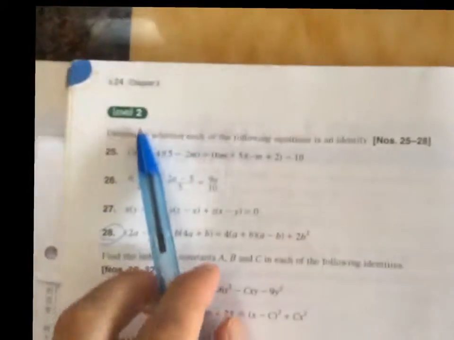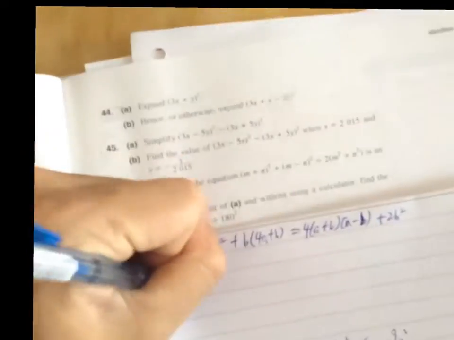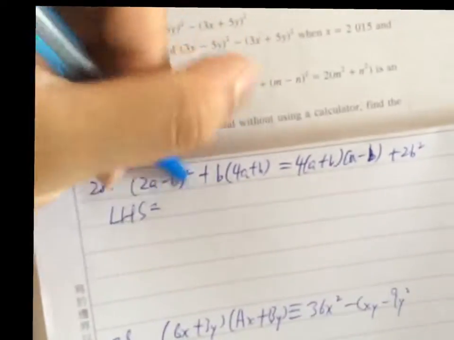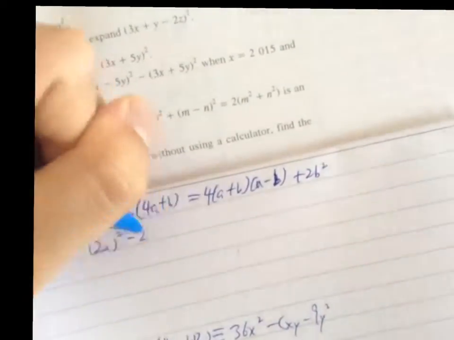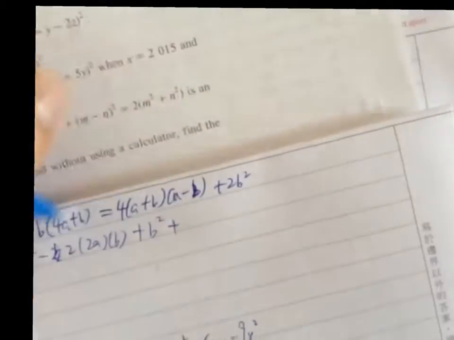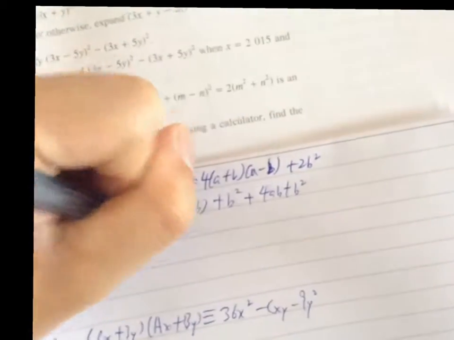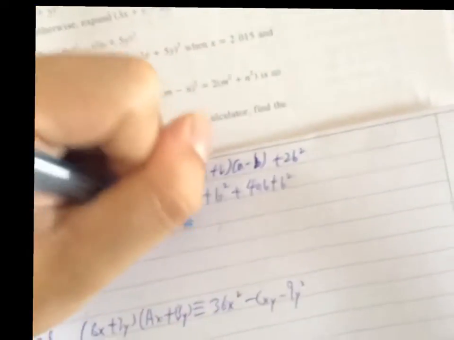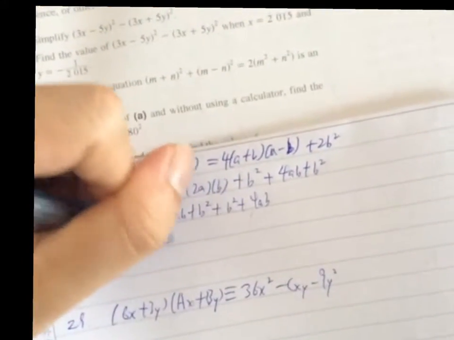Okay, number 28, determine whether this is an identity. So this one I have to use the format. Okay, left hand side, expand. Now you can use a perfect square to expand. (2a minus b) all squared, so it's (2a) squared minus 2 times 2a times b plus b squared, and then plus 4ab plus b squared. So it will be 4a squared minus 4ab plus b squared plus b squared plus 4ab. These two 4ab cancel, so it's 4a squared plus 2b squared.